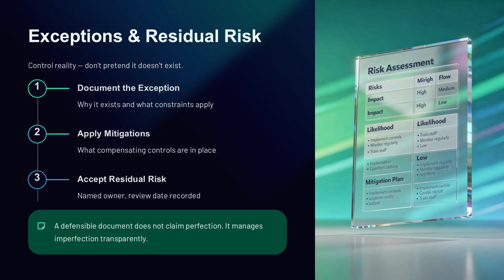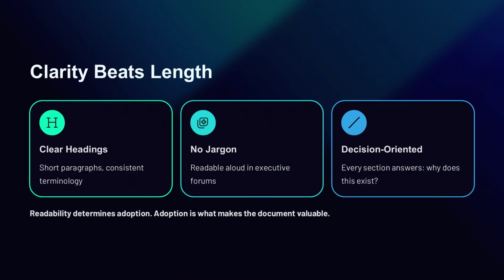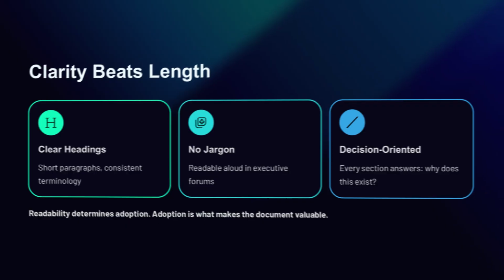It manages imperfection transparently. With content completeness in place, you now focus on readability because readability determines adoption. You use clear headings, short paragraphs, and consistent terminology. You avoid jargon and avoid abbreviations so the document can be read aloud clearly in executive forums and through voice narration when needed. You also keep the writing decision oriented, so the reader always knows why a section exists and what it means for the project.